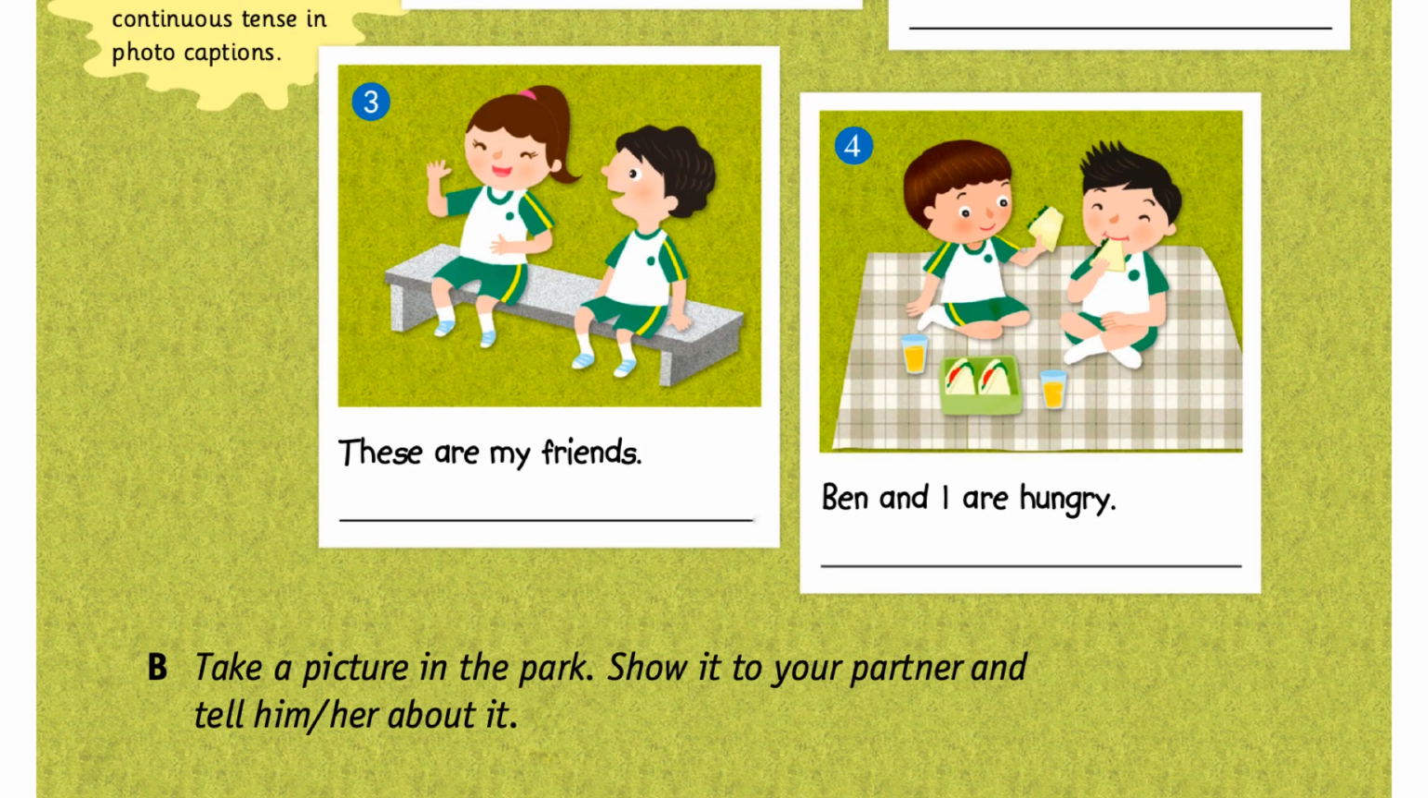Part B. Take a photo in the park. Show it to your partner and tell him or her about it.